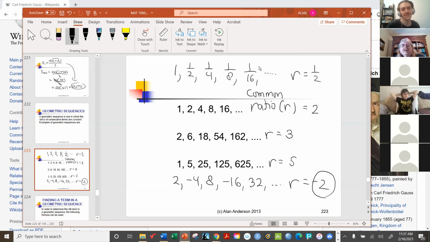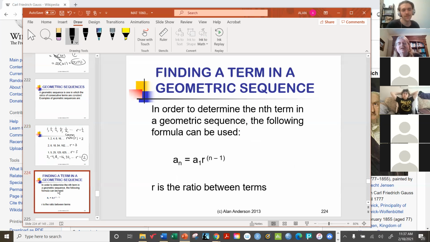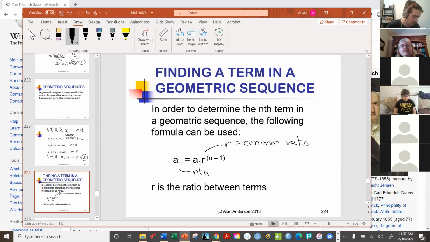Now, just like before, we need to be able to figure out a particular term in a geometric sequence, here's the formula. Now you notice there's no D in here, but we do have an R, the common ratio. And of course, n is the term that we're looking for. This is the nth term. And this one is the first term.